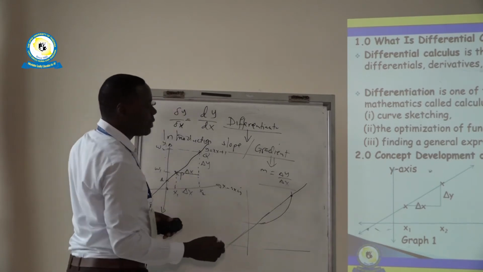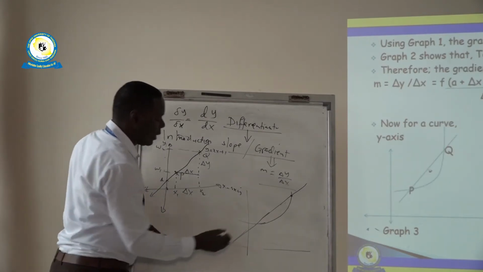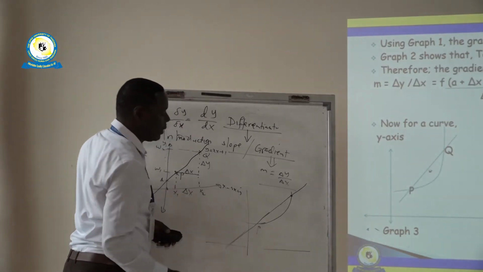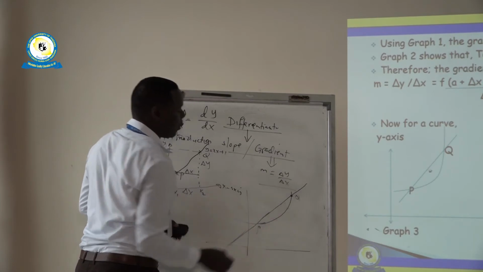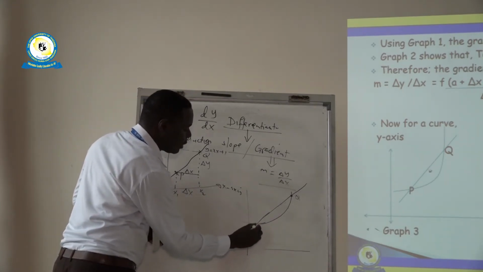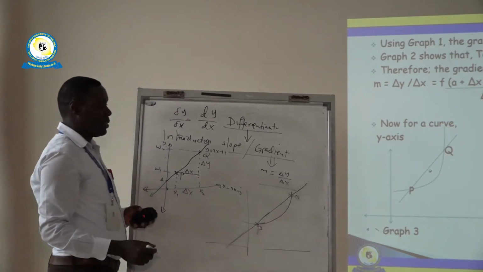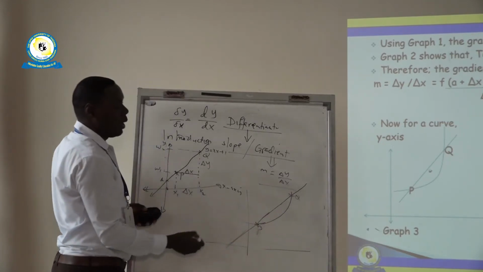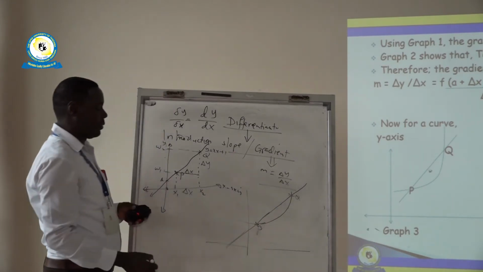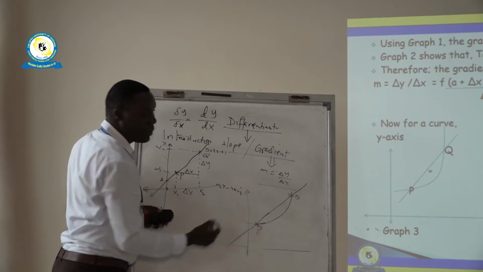Say this is point P and this is point Q, where these two graphs meet. We have the curve, and again we have a linear graph. They are all meeting at point Q and point P.